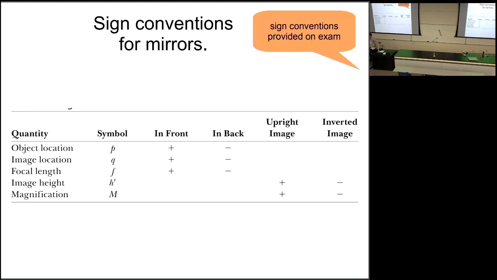You'll get on test 3 a list of these sign conventions, so you don't have to remember them. There's also sign conventions I talked about for the focal length and the radius of curvature. You'll get those on the test. Next class we'll talk about lenses, and you'll get equivalent sign conventions for lenses. So it's a lot of conventions about what plus and minus signs mean.